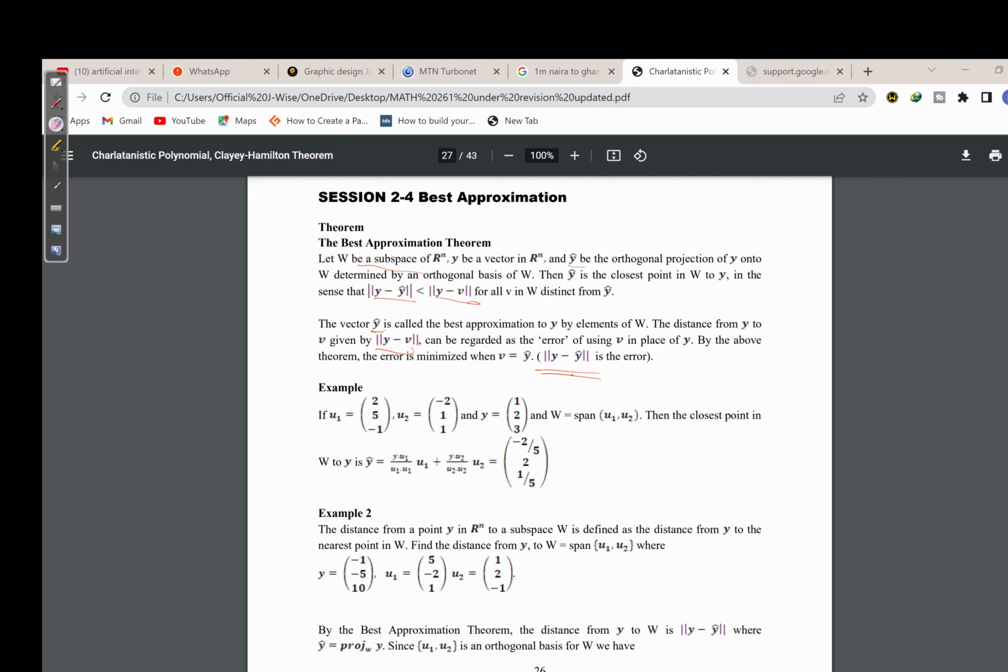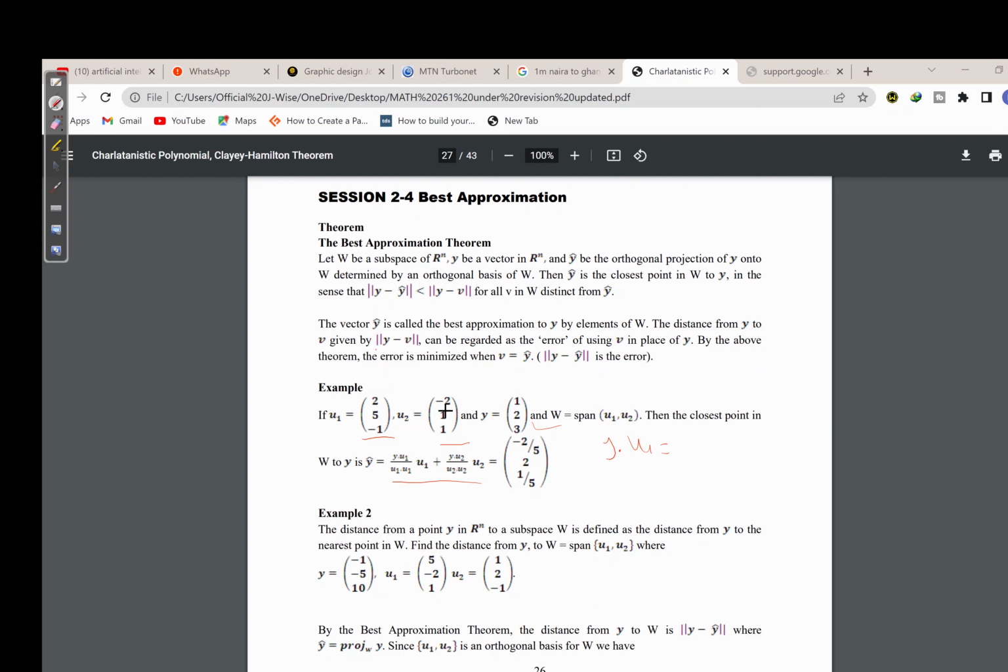Okay, so this is a typical example. We have our vector u1 to be (2, 5, -1), u2 to be (-2, 1, 1), y to be (1, 2, 3), and where W is the span of u1 and u2. Then the closest point in W to y is given by y hat, which is just like expressing y as a linear combination of u. So y hat is given by (y dot u1 over u1 dot u1) times u1, plus (y dot u2 over u2 dot u2) times u2.